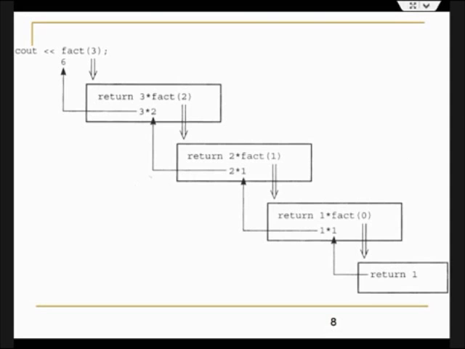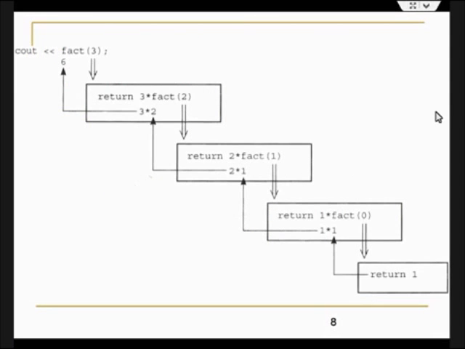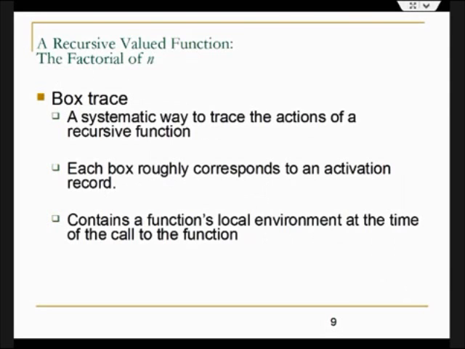Okay, so this is the factorial of n. What you saw earlier was what they call a box trace, which is a systematic way to trace the actions of a recursive function. Each box shows you one function call, which causes an activation record on the system stack, and this contains the function's local environment at the time of the call to the function. So it remembers what the different values of the number n are. See here, n is 3, n is 2, n is 1, and so on. It remembers that in the activation record.